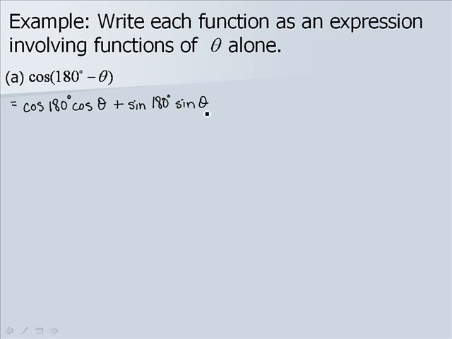sine of theta. Now remember, cosine of 180, that's basically cosine of pi, so cosine of 180 is negative 1 times cosine of theta, plus sine of 180 is 0 times the sine of theta. So 0 times sine of theta goes away, and we end up with -1 cosine of theta, or negative cosine of theta.